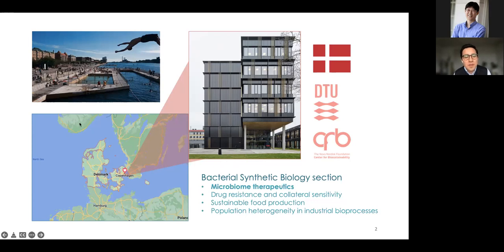But during the work hours, we are usually here at the Novo Nordisk Center for Biosustainability. Our group works in different areas of synthetic biology. We work in developing microbiome therapeutics, studying drug resistance and collateral sensitivity, developing sustainable food production, and studying genetic heterogeneity. However, I am leading the group of microbiome therapeutics.